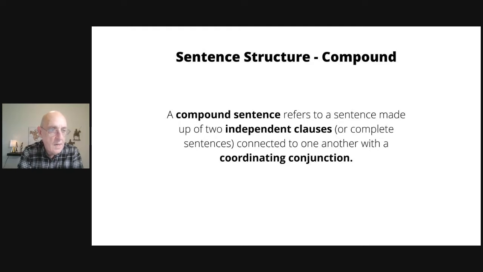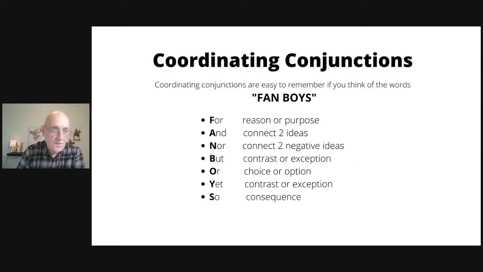And the type of vocabulary, the type of words that we use to join two simple sentences together into a compound sentence are called coordinating conjunctions. And here's an example of the coordinating conjunctions. If you just remember the acronym FANBOYS, this will help you to remember the most useful coordinating conjunctions for writing a good paragraph. We can use the word for if we want to give a reason or purpose.